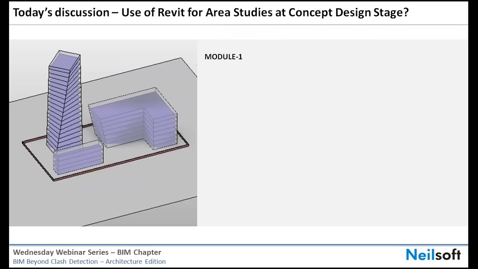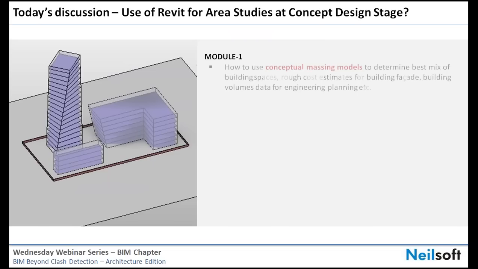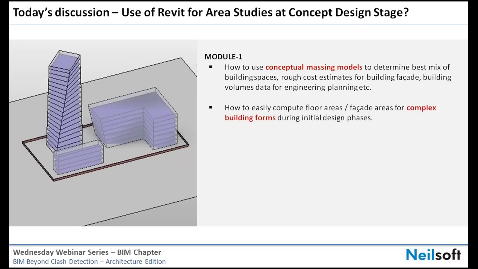Today's webinar is divided into 3 modules. In module 1, we will see how to use conceptual massing models to determine the best mix of building spaces, to calculate rough cost estimates for the building facade, and building volume data for engineering planning, and how we can derive these out of just massing models. We will also have a look at how easily we can compute certain area requirements which are required in a project, say FAR, ground coverage, or other related things.